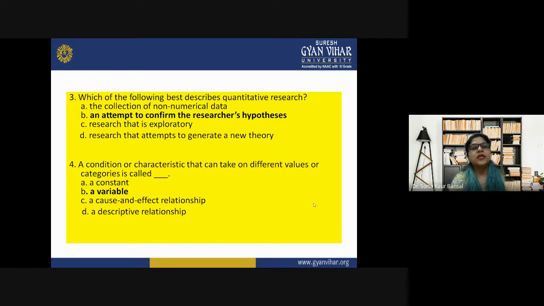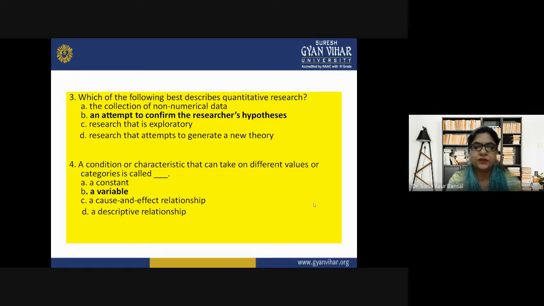Now next question is about which of the following best describes quantitative type of research? The collection of non-numerical data, an attempt to confirm the researcher's hypothesis, research that is exploratory, research that attempts to generate a new theory. So the correct answer is an attempt to confirm the researcher's hypothesis.